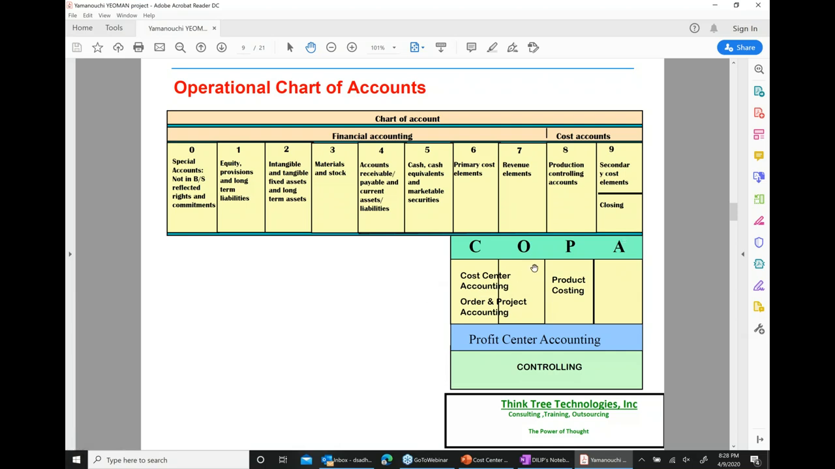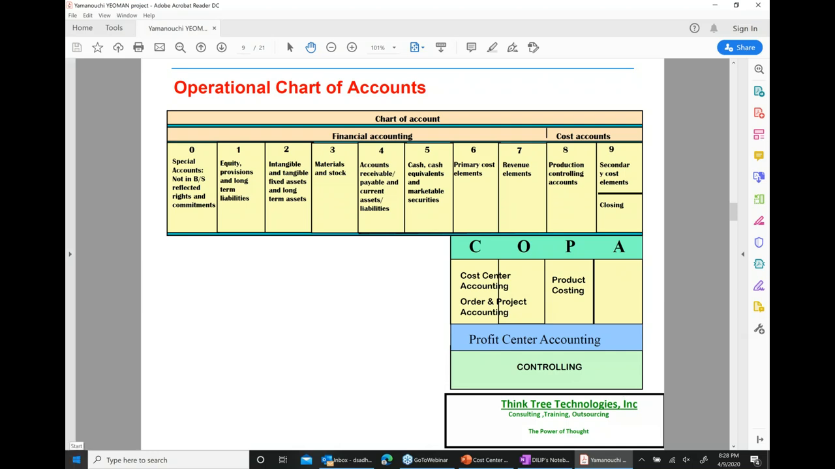And then you have something called COPA. COPA stands for controlling and profitability analysis. That is called COPA, controlling and profitability analysis. Then in SAP, there is also something called cost center accounting. There is something called project accounting, order or internal order accounting, product costing, profitability accounting, and all that is part of controlling.